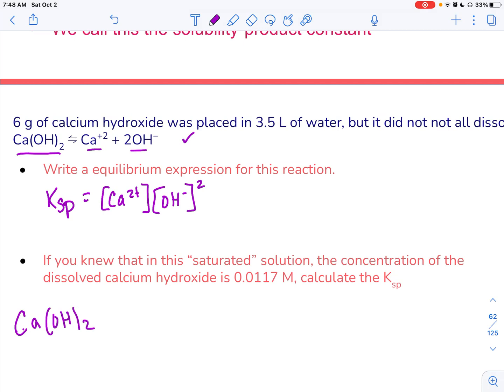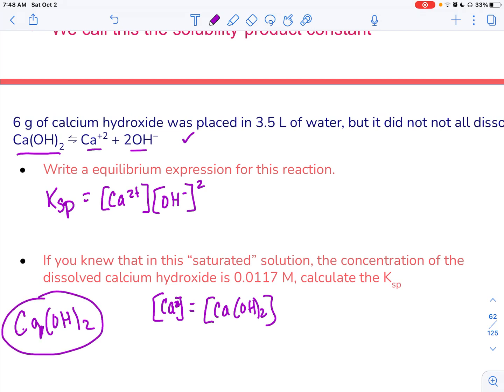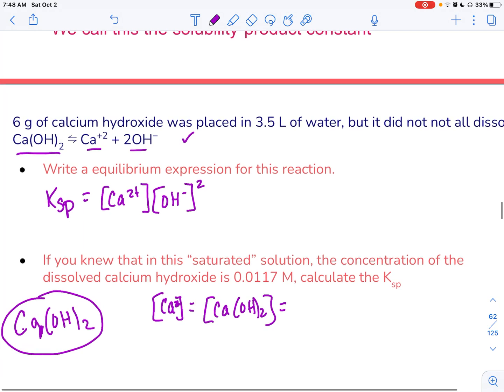That's our formula for calcium hydroxide. So we know that the concentration of Ca is going to be equal to the concentration of calcium hydroxide because for every 1 mole of calcium hydroxide, we get 1 mole of calcium, so Ca2+. So that's going to be our molarity. So that's going to be the same concentration.